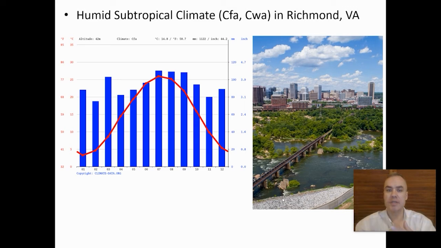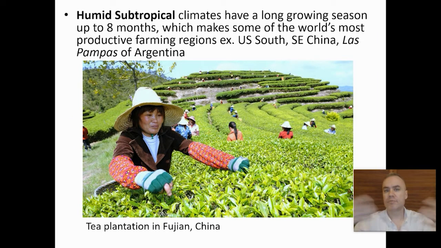Humid subtropical climates have a long growing season that lasts up to 8 months, and this creates some of the world's most productive farming regions. For example, the American South, the southeast part of China, and the Pampas of Argentina, Brazil, Uruguay, and Paraguay. Here in this picture, you see a tea plantation in Fujian, China. On plantations like these, they get 4 harvests per year because the growing season is so long.